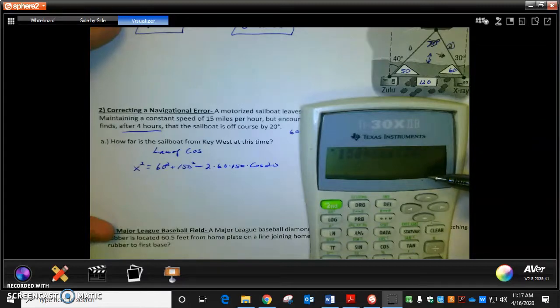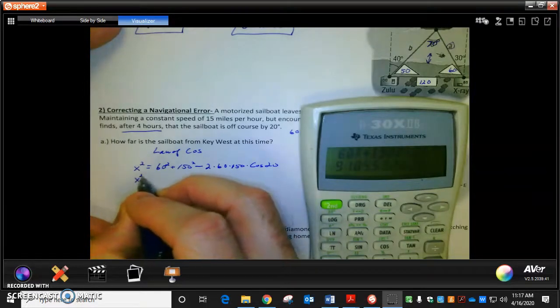I've had some messages from students that had it in radians. That's this little button right here that'll change from degrees to radians. Okay, so I'm going to hit that. I'm going to hit equals. Now, that's my x squared.